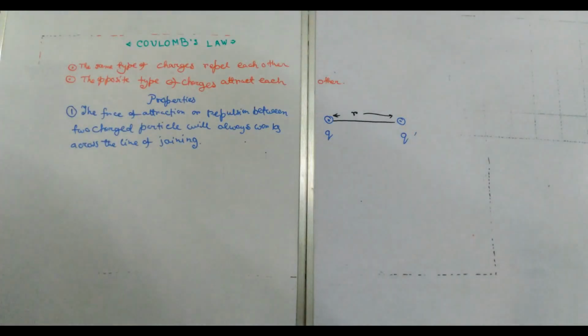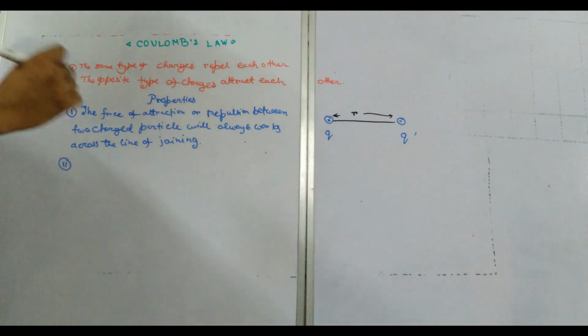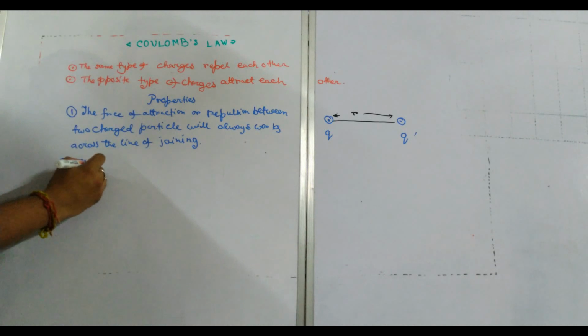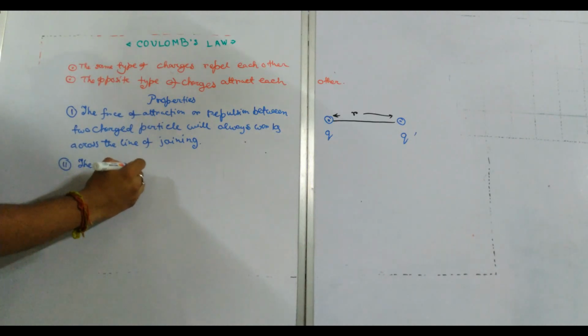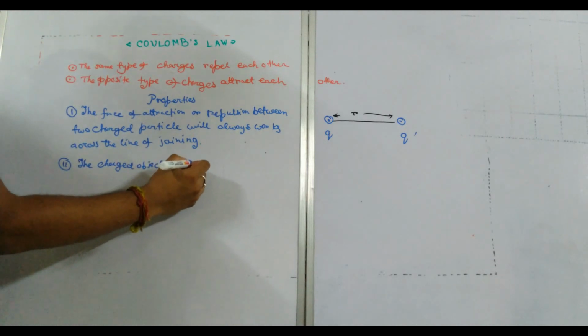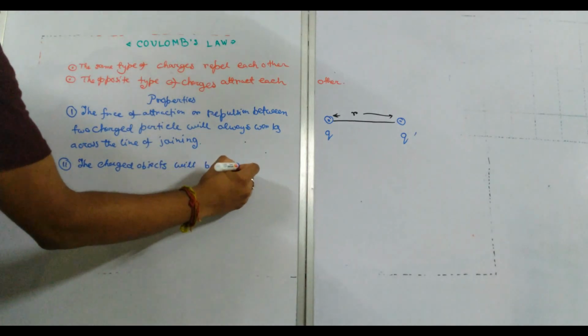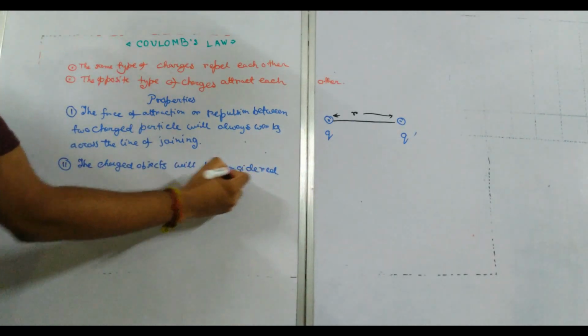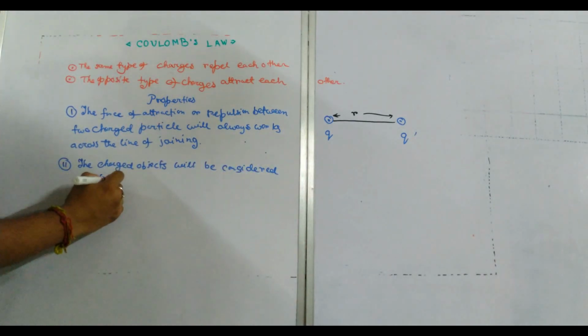That is the first property of Coulomb's law. Number two: if there are two objects containing some amount of charge, then the charged objects will be considered as point charges.